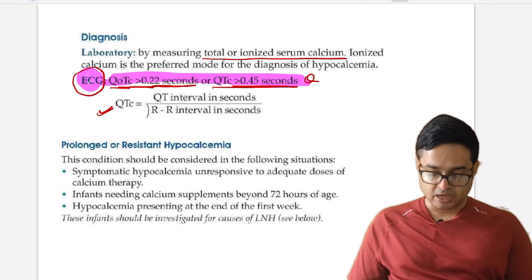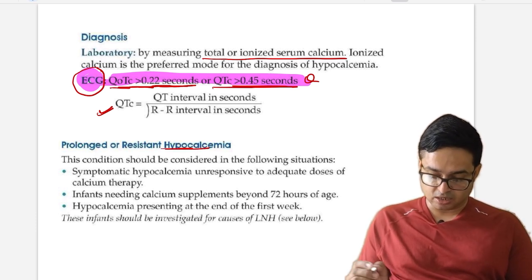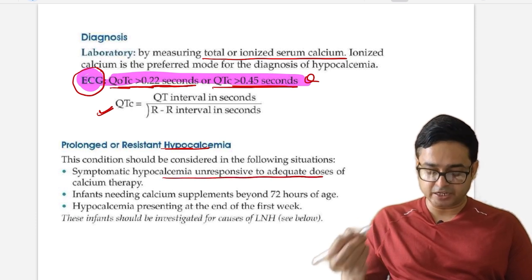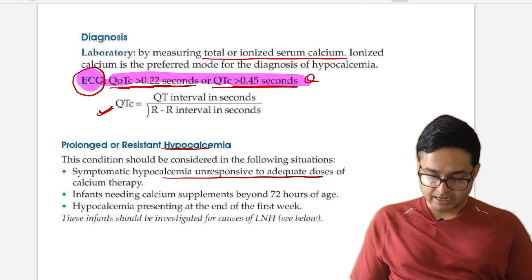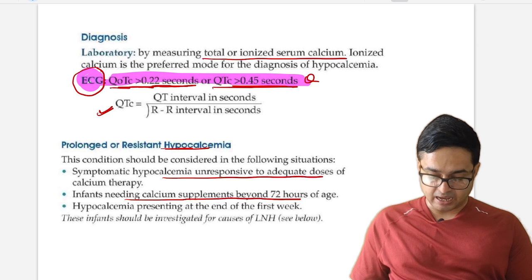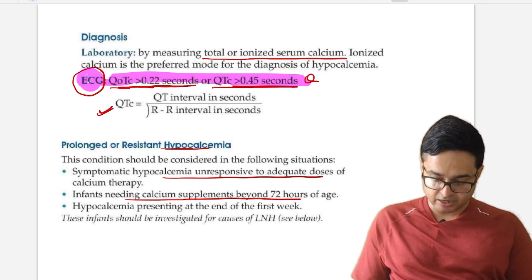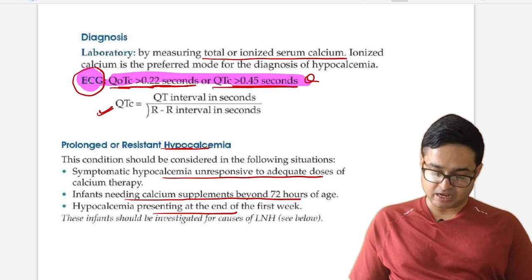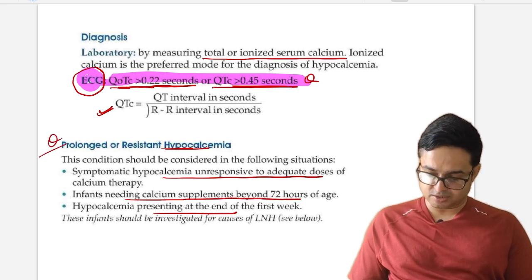Going forward to prolonged or resistant hypocalcemia, in this condition what you will see: symptomatic hypocalcemia unresponsive to adequate calcium therapy, infant needing calcium supplementation beyond 72 hours, and hypocalcemia presenting at the end of first week. These infants should be investigated for late onset hypocalcemia. You have to remember this.